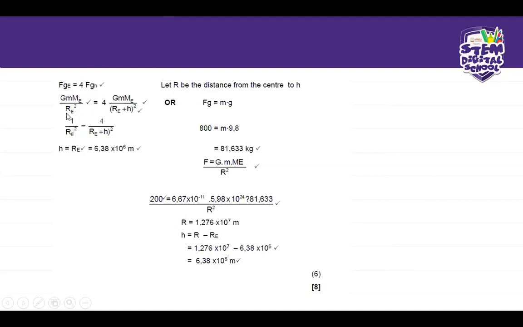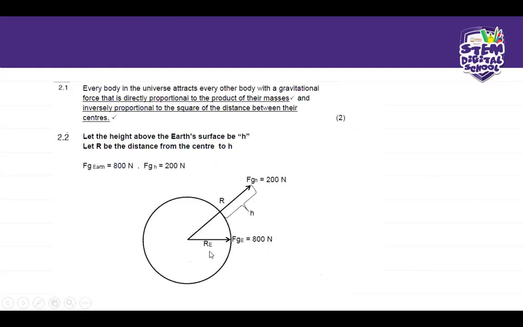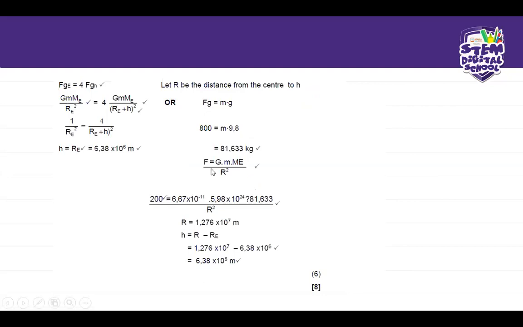So here we have the R, we have the M's, and we have the G, equal to 4 times the G M ME, but here we divide by RE plus H. So it's the distance from here to here plus the distance from here to here. And this is what we do not have, right? So after that, this G M ME and this G M ME are both the same, right? So we can cancel them out. Okay, and after we cancel them out, we're going to be left with 1 over RE squared equals 4 times RE plus H squared.